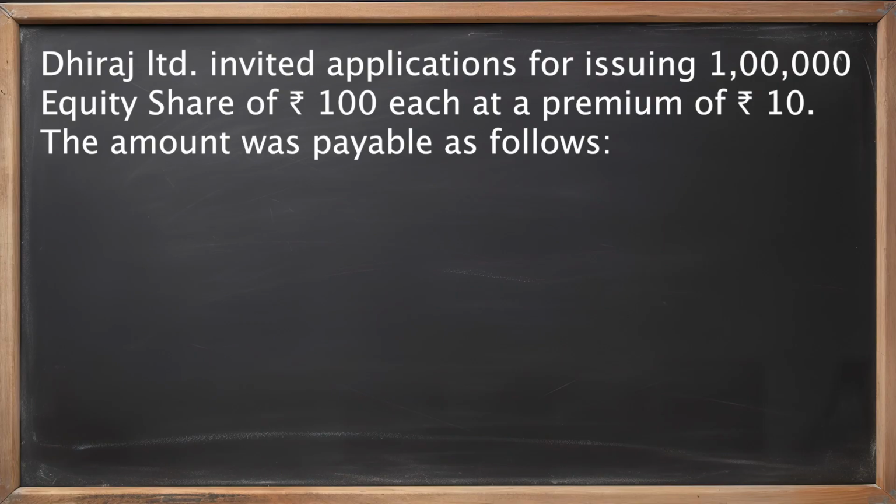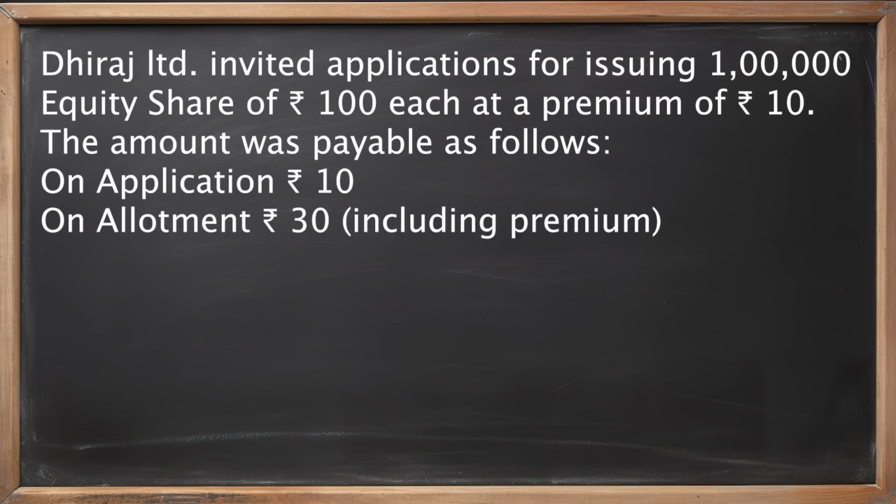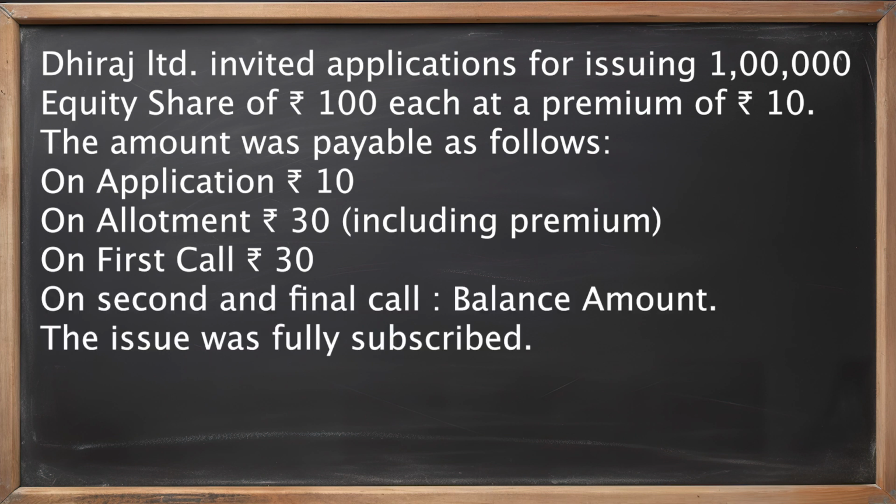Let us solve another question for further elaboration of the concept of forfeiture and reissue. Dheeraj Limited invited applications for issuing 1 lakh equity shares of rupees 100 each at a premium of rupees 10. The amount was payable as follows. On application rupees 10, on allotment rupees 30 including premium, on first call rupees 30, on second and final call the balance amount. The issue was fully subscribed.